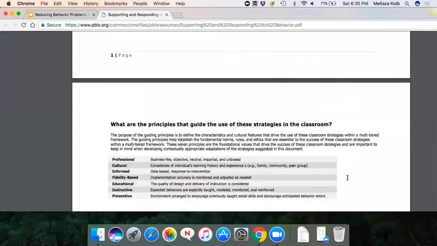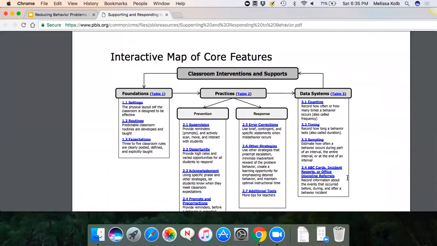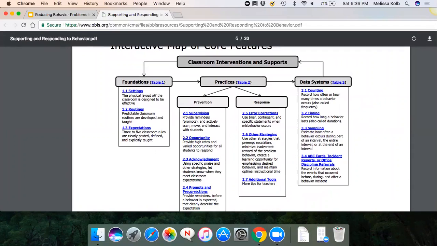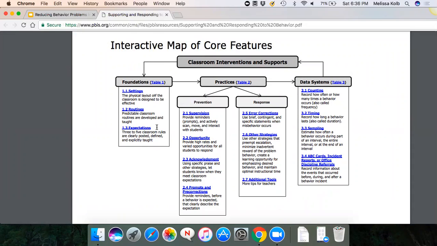So really quick, I wanted to show you a pretty awesome graphic organizer that I know we were really excited about. So this is thinking about the foundations, and so these would be some of the things that we're talking about in terms of things that I may be able to alter as a classroom teacher.